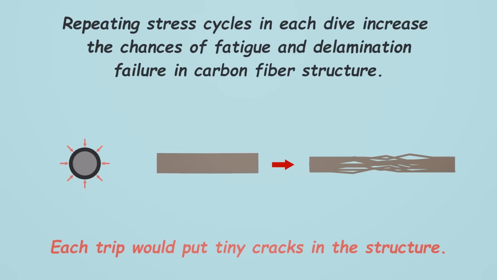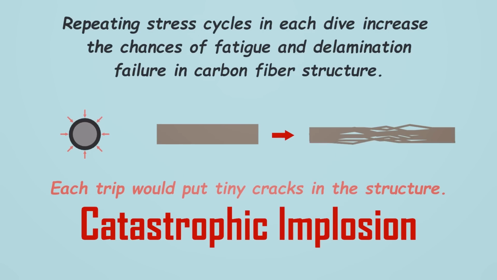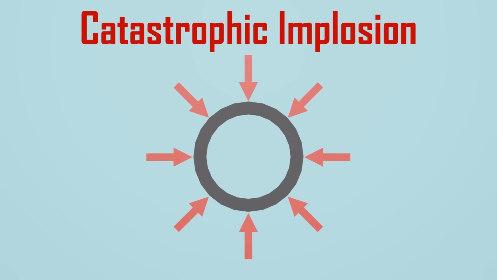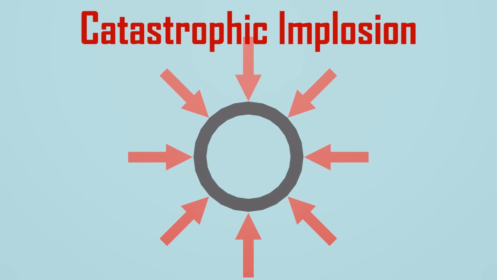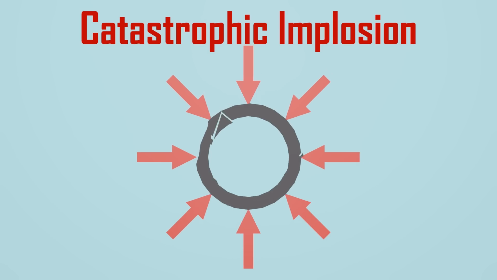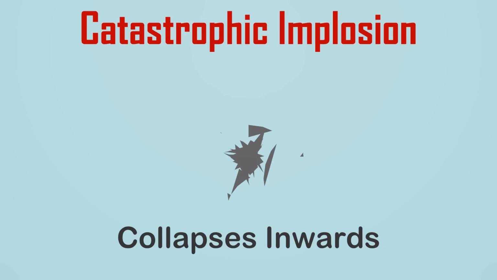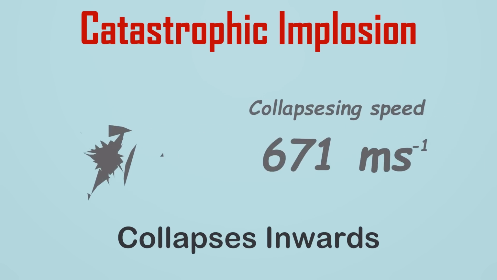Now it is confirmed the vessel was subject to a catastrophic implosion at some point during its voyage towards the Titanic shipwreck. So, what does it mean for a submarine to have imploded? An implosion is the opposite of an explosion. When the force due to water pressure becomes larger than the hull can withstand, the vessel collapses violently inwards, causing an implosion. The collapse occurs at an astonishing speed, about 671 meters per second.